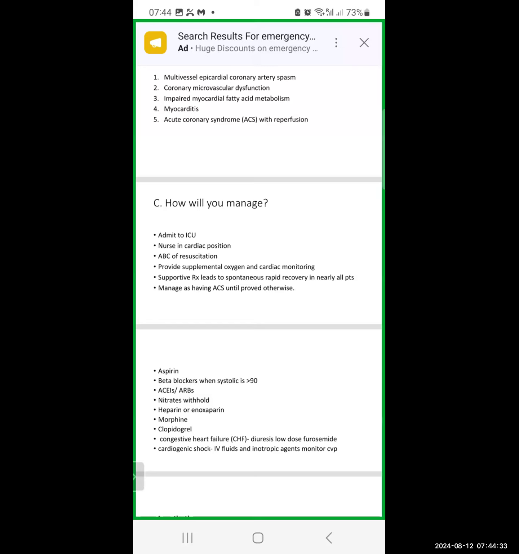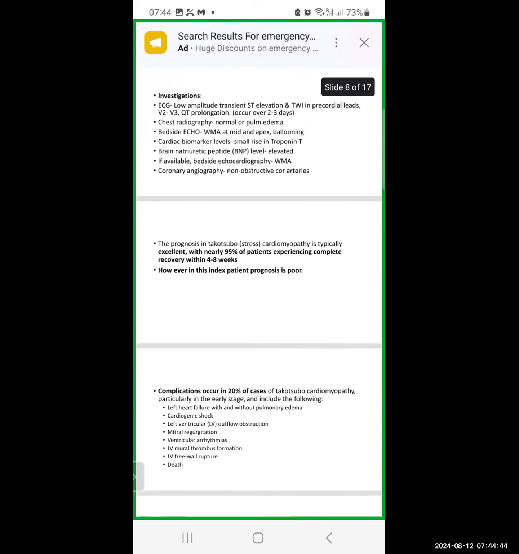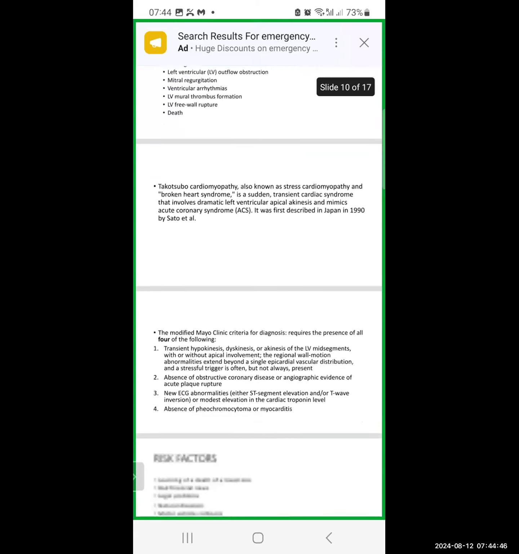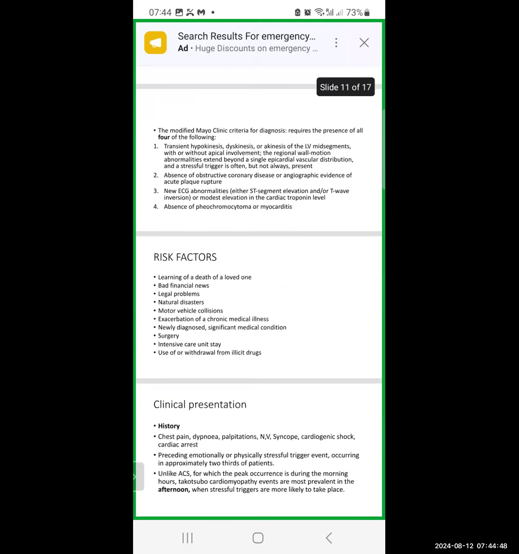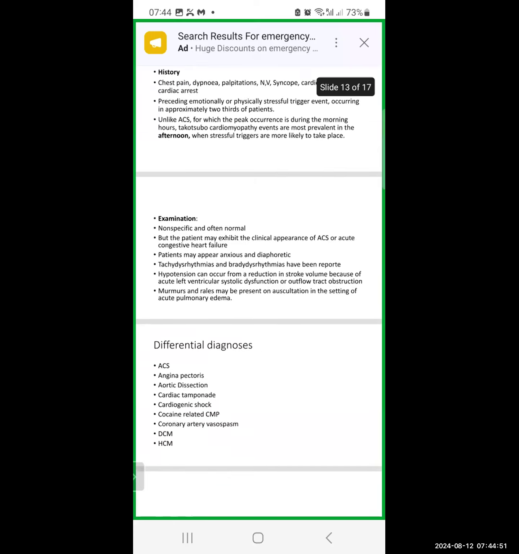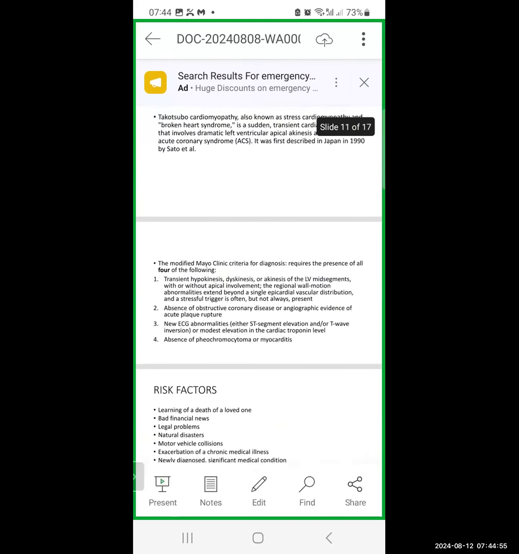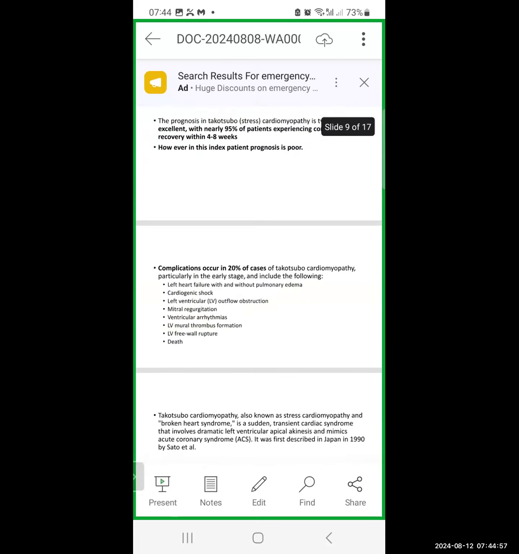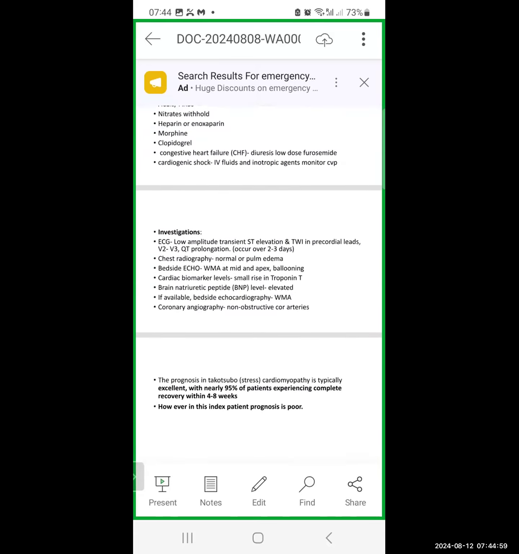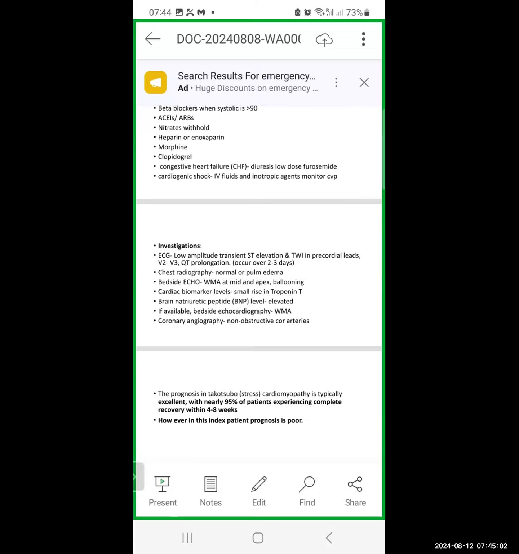You did very well. I don't know if you can take me back to the chest radiograph finding, because I saw somewhere that it's going to be normal when you do a chest radiograph. Okay, so let me just go straight to the point. What I saw there was that it's going to be a normal finding on chest, normal or pulmonary edema.